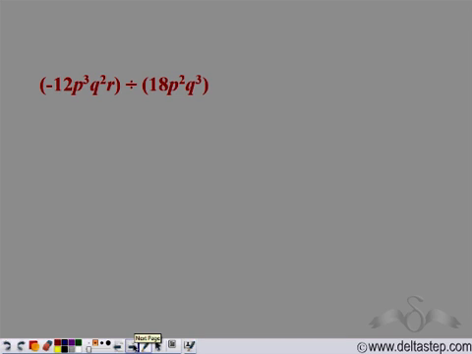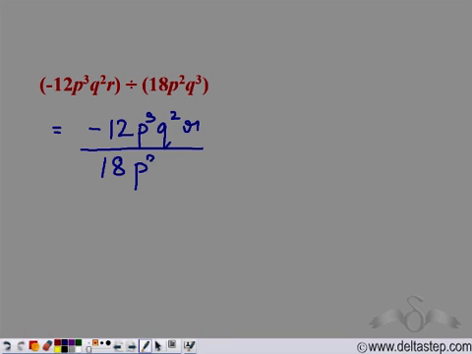Now let us divide these two monomials. So it is negative 12 p cube q square r divided by 18 p square q cube. Again, we need to divide the numeric part by the numeric part and the algebraic part by the algebraic part. So let us see how we do it.